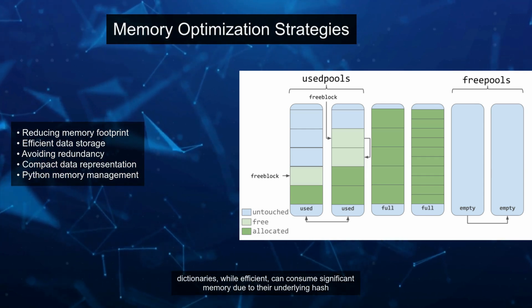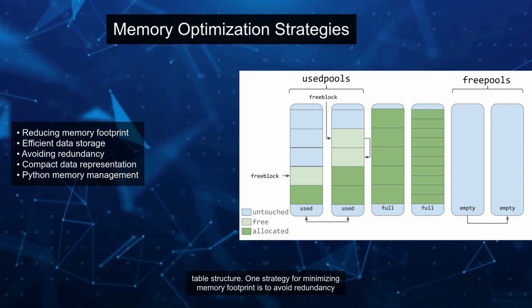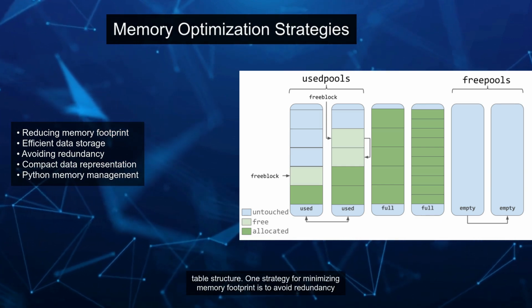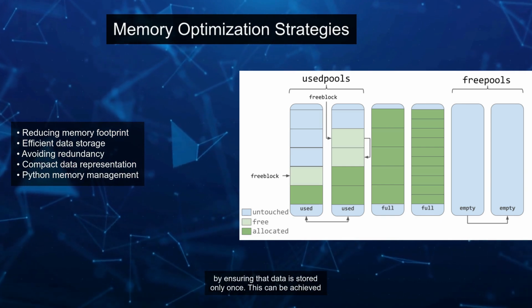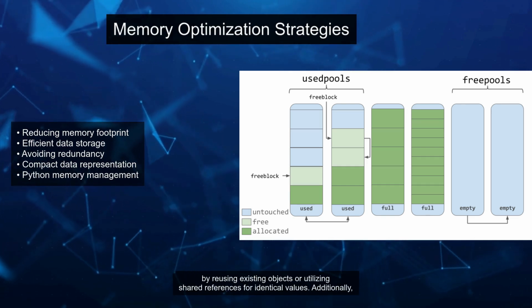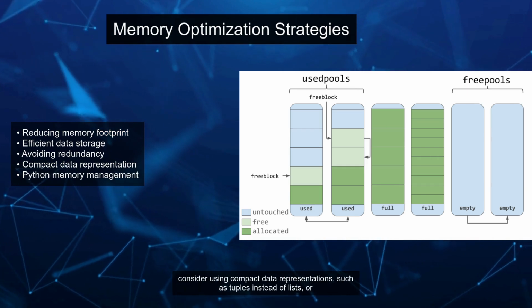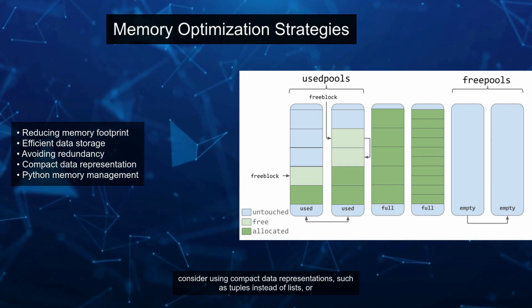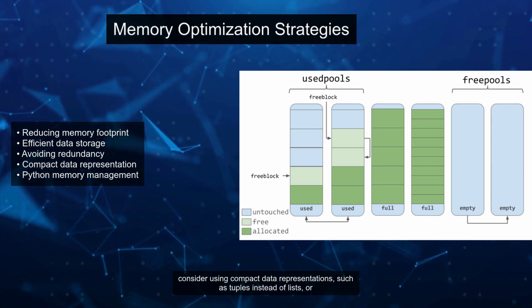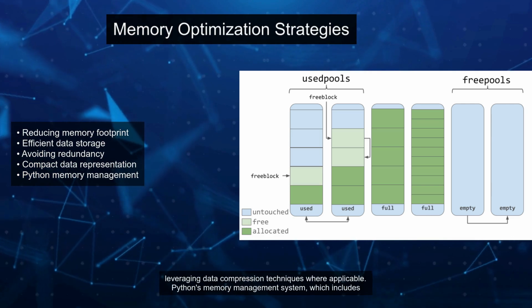Python dictionaries, while efficient, can consume significant memory due to their underlying hash table structure. One strategy for minimizing memory footprint is to avoid redundancy by ensuring that data is stored only once. This can be achieved by reusing existing objects or utilizing shared references for identical values. Additionally, consider using compact data representations, such as tuples instead of lists, or leveraging data compression techniques where applicable.